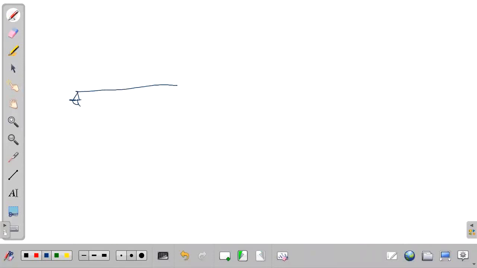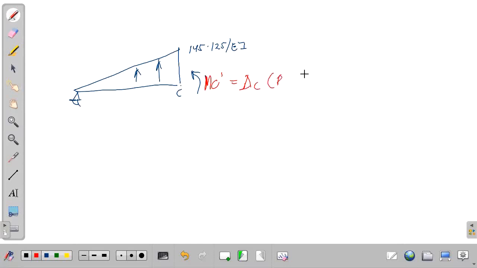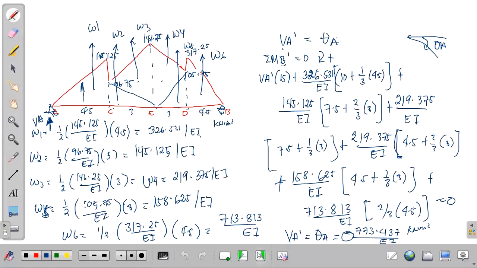So ito yung conjugate beam natin. Ito yung C natin. Yan yung magiging load natin. This is 145.125 over EI. Okay? So, ang hahanapin natin dito sa C, since deflection yung hinahanap natin, is the moment. So, our moment here at C is equal to deflection at C of our real beam. Conjugate tayo dito. So, na-solve natin yung RA, which is equal to VA natin, 773.437.